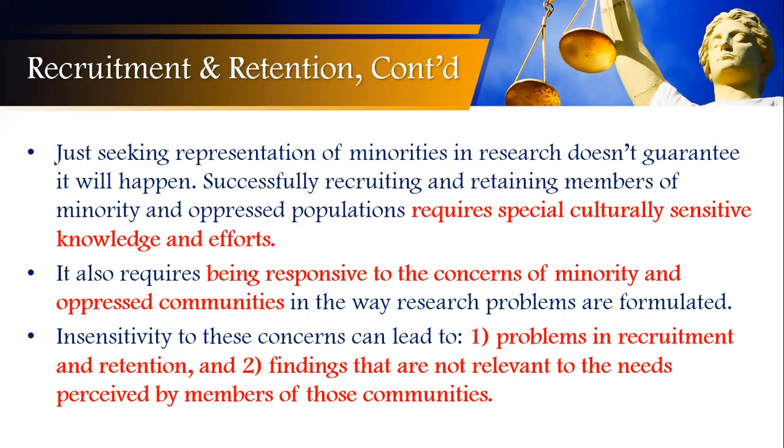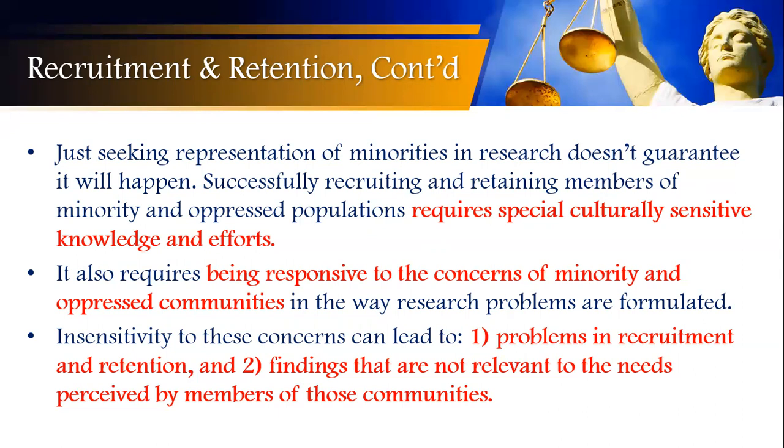Just seeking representation of minorities in research doesn't guarantee it will happen. Successfully recruiting and retaining members of minority and oppressed populations requires special culturally sensitive knowledge and efforts. So as I just mentioned, it's not enough to just seek representation of minorities. We have to, in order to recruit and retain. So it's not just about recruitment of minority and oppressed participants in research studies. It's also about retention.